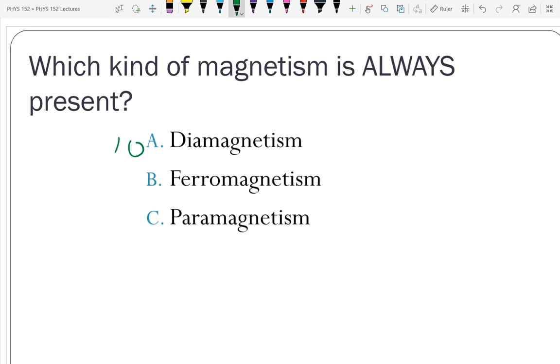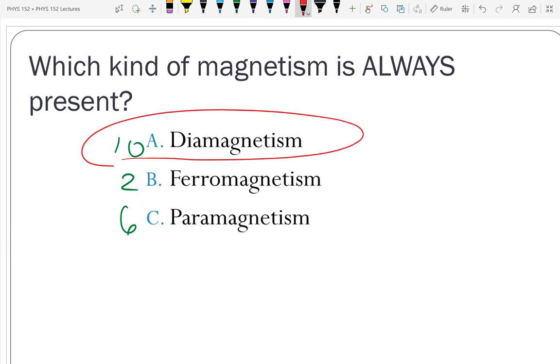The last second, two people changed. The kind that is always present, those two people changed from right to wrong, is the one that we had a majority, diamagnetism. Diamagnetism is always present, but you're not going to observe it unless you don't have the other two because it's much weaker.